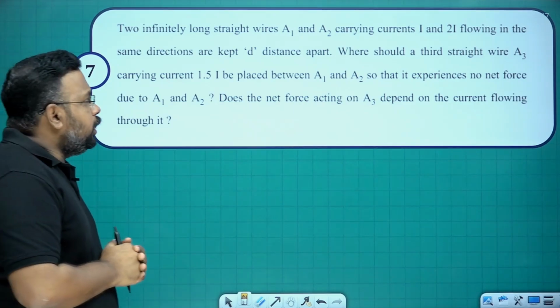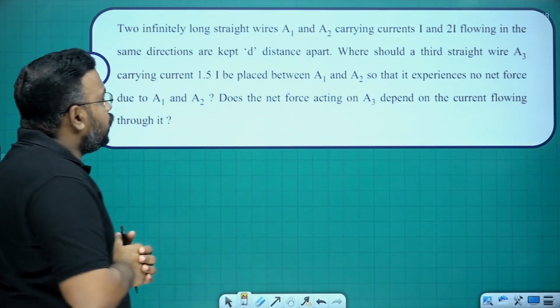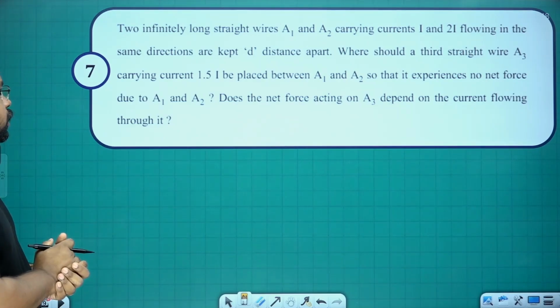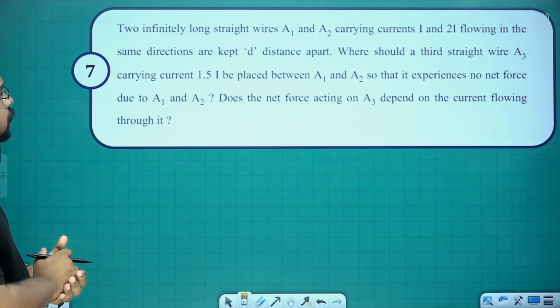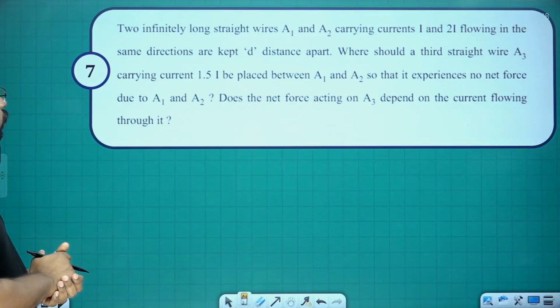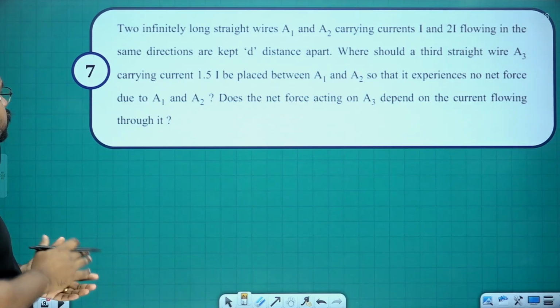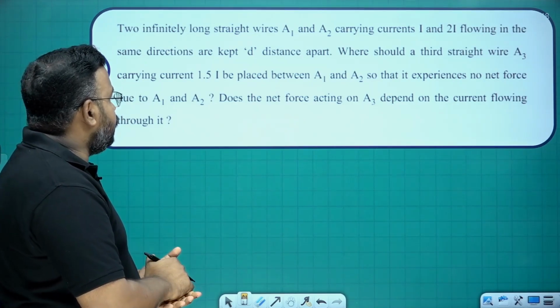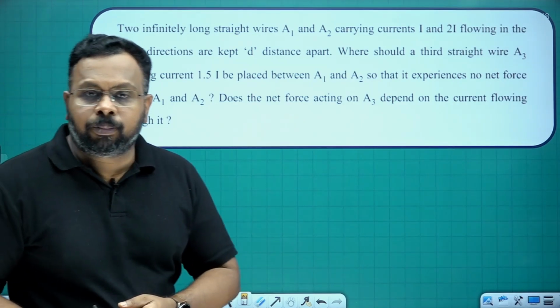Two infinitely long straight wires A1 and A2 carrying currents I and 2I flowing in the same direction are kept d distance apart. Where should a third straight wire A3 carrying a current 1.5 I be placed between A1 and A2 so that it experiences no net force due to A1 and A2? Does the net force acting on A3 depend on the current flowing through it?